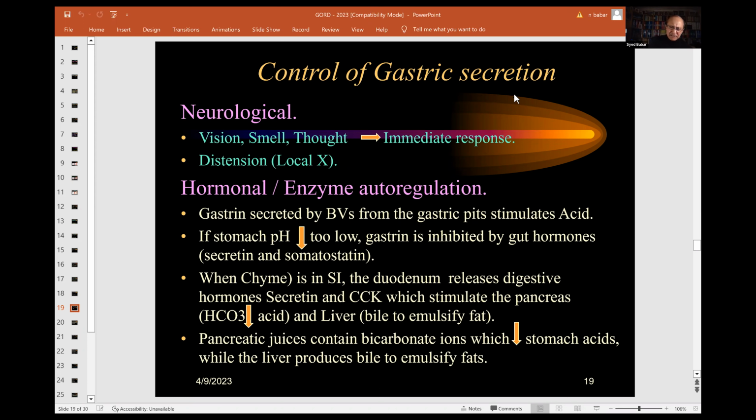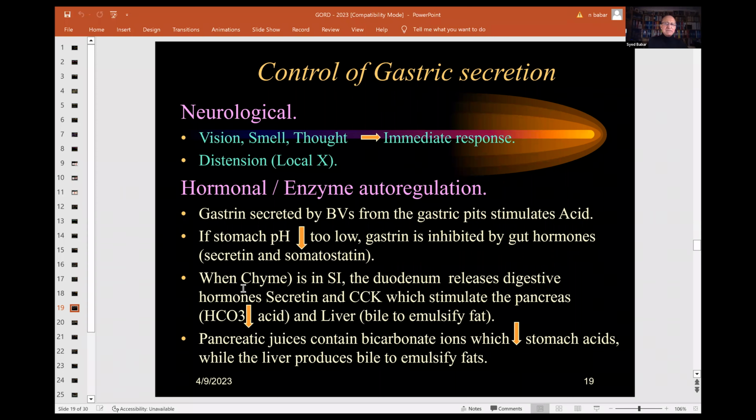The gastric secretion is also controlled by a feedback from the hormone or the enzymes. Reminding again, gastrin is secreted by blood vessels from the gastric pits, and it stimulates acid. If your stomach pH goes down less and less, that means it is more acidic. Then gastrin is inhibited by gut hormones, which is secretin and somatostatin.